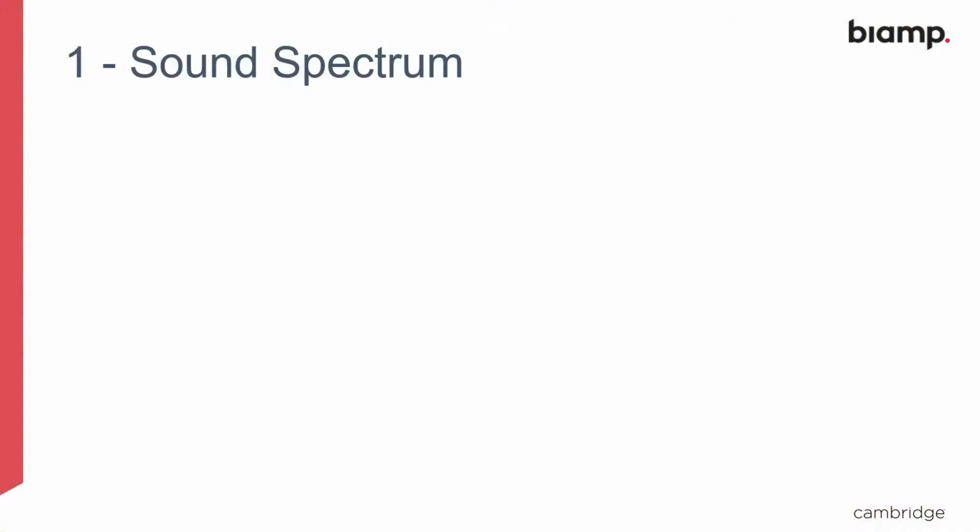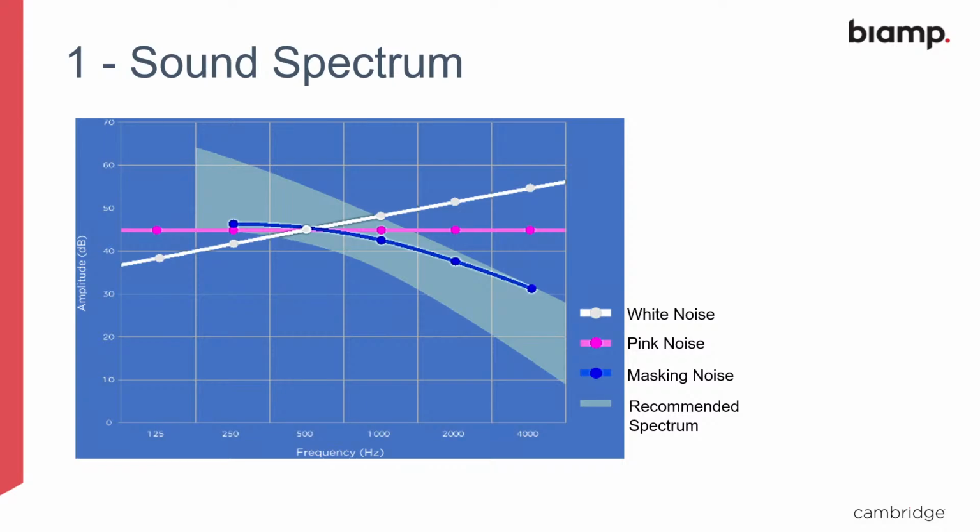In talking about that, I'm just trying to switch the slides here for us. Let's quickly look at the sound spectrum of what we're talking about. On the chart, you can see a couple of different sounds: white noise, pink noise, masking noise, and then there's a recommended spectrum. We'll look at the sound spectrum a little bit later in the presentation again, to put this into context, but I want to use it here to explain the concept I was just talking about.